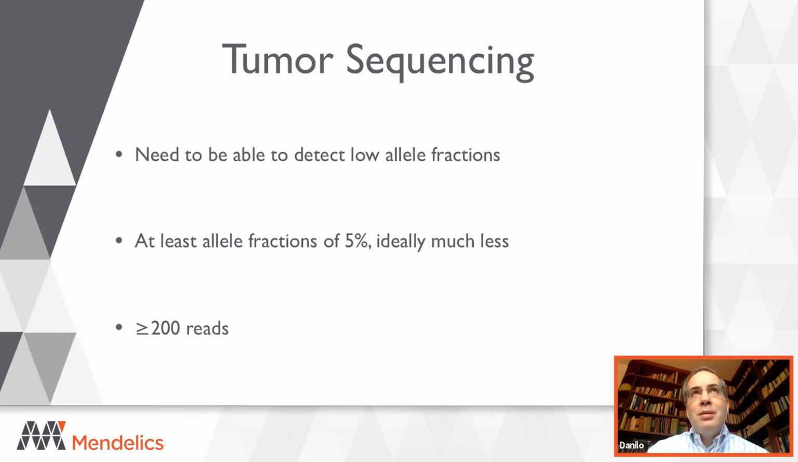And that makes tumor sequencing very different from germline sequencing. When I do germline sequencing, I don't need 200 reads. Oh, I would like more than that, but I don't need it. I can make a diagnosis with much less than that. But if I'm doing tumor sequencing, now I need a lot of reads. I need a lot of coverage, so I can find small fractions.